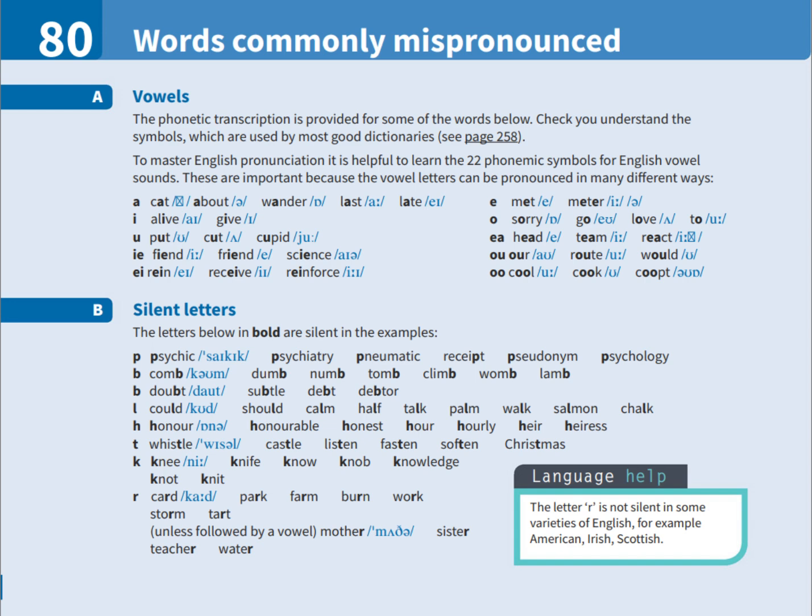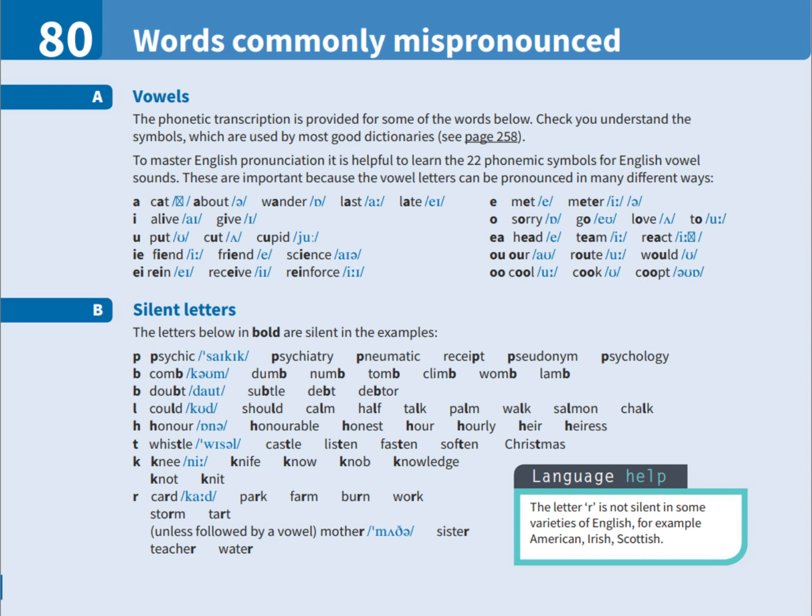The letter I has different sounds in alive and give. The letter U is not pronounced in the same way in put, cut, and cupid. The letters IE have different pronunciations in fiend, friend, and science. The letters EI sound different in rain, receive, and reinforce. The letter E has different sounds in met and meter.